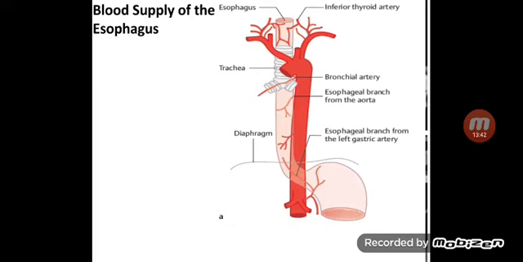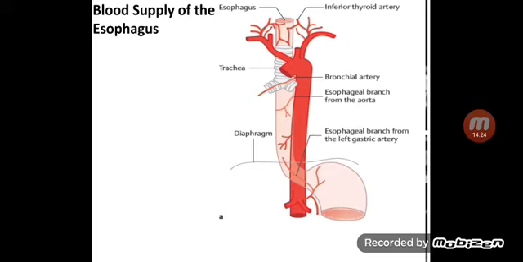The blood supply of the esophagus. To understand it, we will divide the esophagus into three thirds: the upper third, the middle third, and the lower third. Each one receives blood supply from a different artery. For example, the upper third is supplied by the inferior thyroid artery. The middle third is supplied by esophageal branches from the bronchial arteries and descending thoracic aorta.